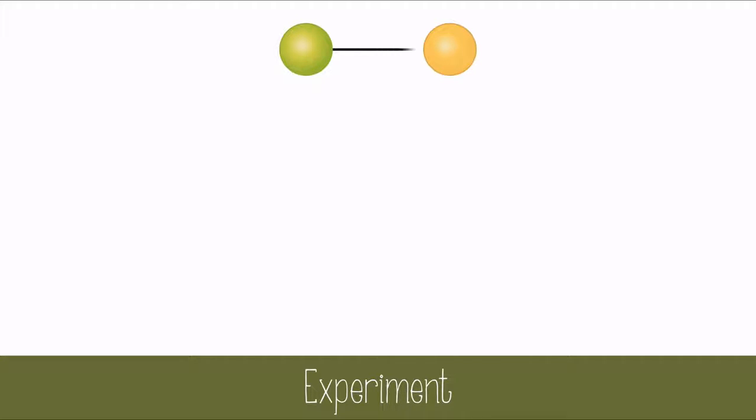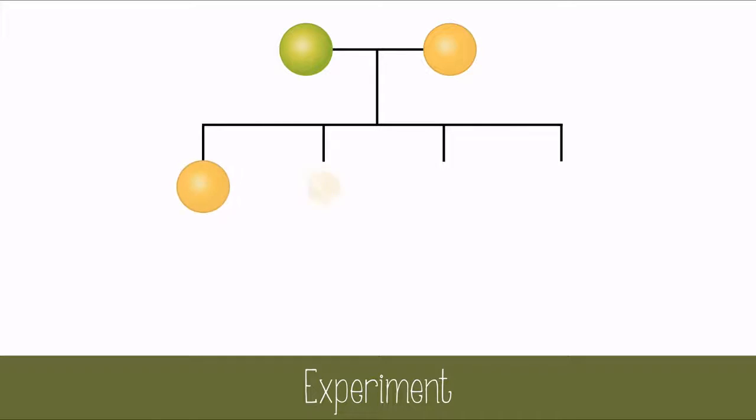When the offspring grew, he found that all of the peas were yellow. He couldn't understand why the green trait disappeared. Why didn't the peas have a 50-50 chance of being green or yellow?